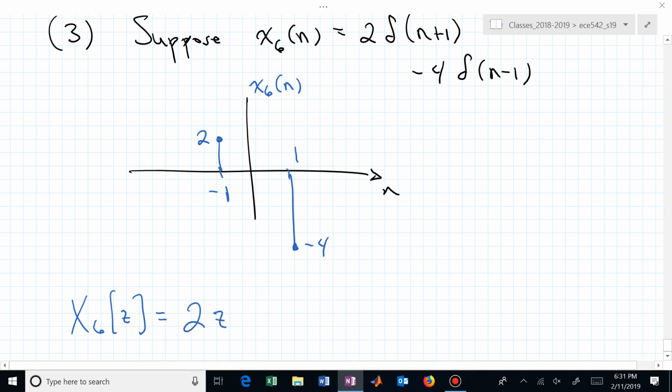So I have 2z for the first piece, and then I have minus 4 scaled by z to the minus 1 to what power? Minus 1 plus 1.